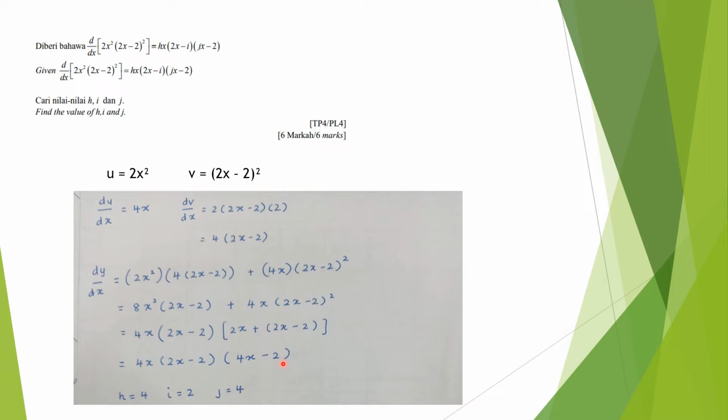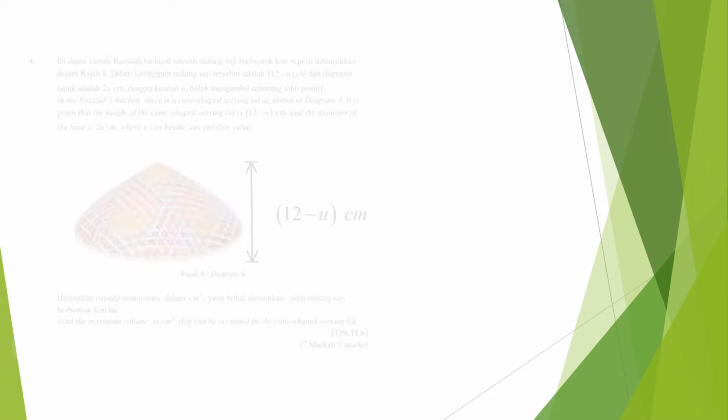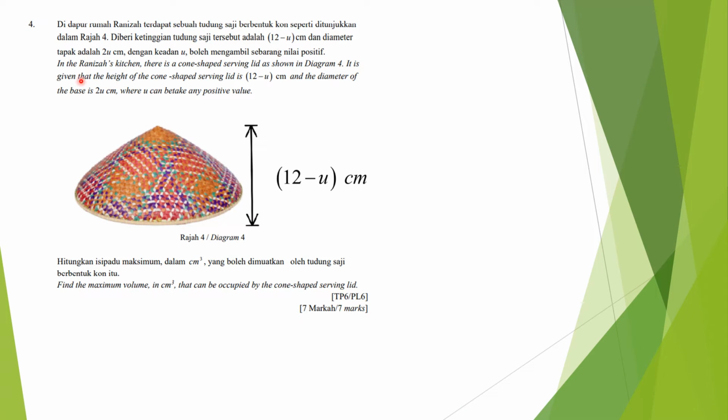Now we compare with the question. hx, so h is 4. 2x minus i, so 2x minus 2, so i is 2. And jx minus 2, so 4x minus 2, so j equals to 4. So this is for question number 3. Next, we look at question number 4.